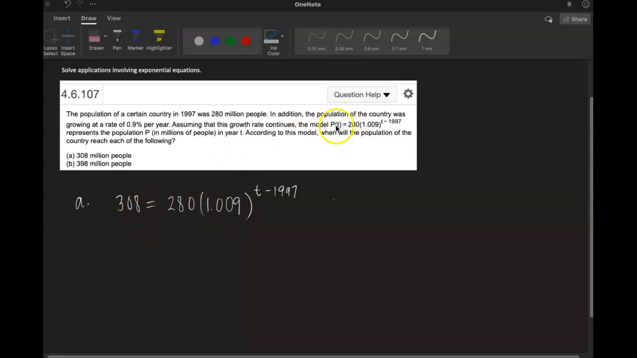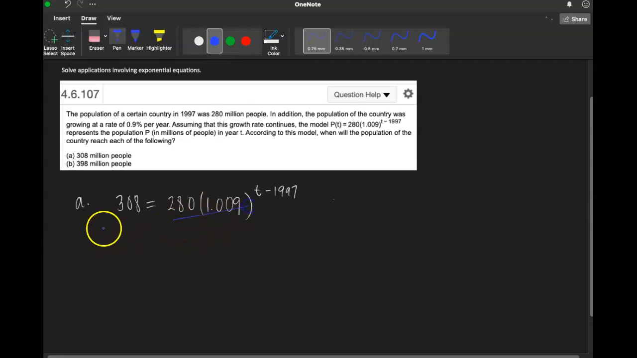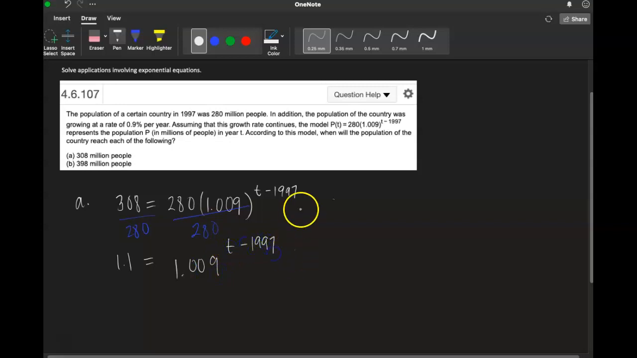So the first thing you notice I've done here is where we have P of t, I've now substituted the known value, 308. It was already in millions, so I just write 308. And now I'm going to start that process of solving this equation. So I'll start by dividing both sides by 280. And that gives me 1.1 equals 1.009 raised to the t minus 1997. Now, I did that because I wanted to isolate the exponential piece of this problem. So I just divided by that coefficient, 280, on both sides.